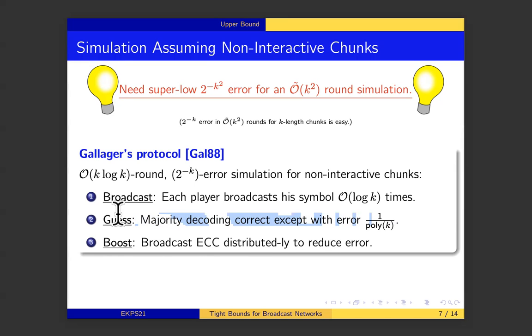Now we want to extend this protocol to general chunks, which may not be non-interactive. And we are settling for a weaker guarantee, which is k squared rounds and 2 to the minus k squared error. So let us see how we do this.